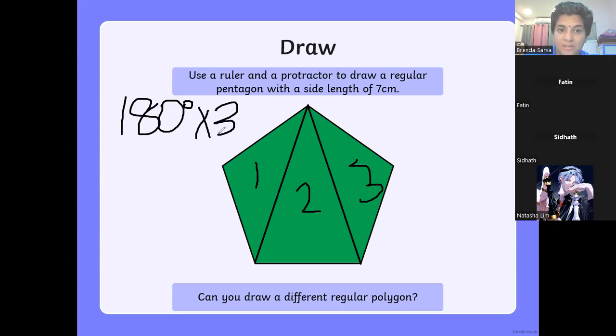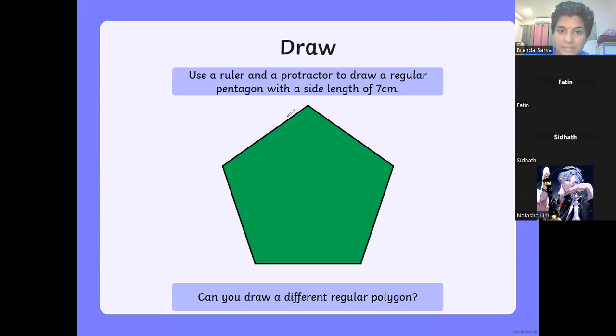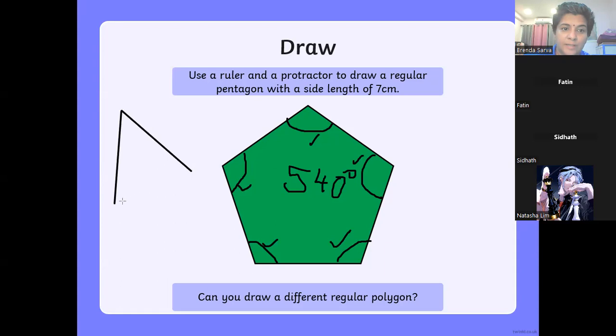540 degrees. 180 times 3 will give you 540 degrees. Literally, what we are counting here is this angle plus this plus this plus this plus this. That's what you're counting. The 540 is the total for all five angles. Got it? It starts with, of course, your basic knowledge of triangles, where the total angle inside a triangle is always 180 degrees.